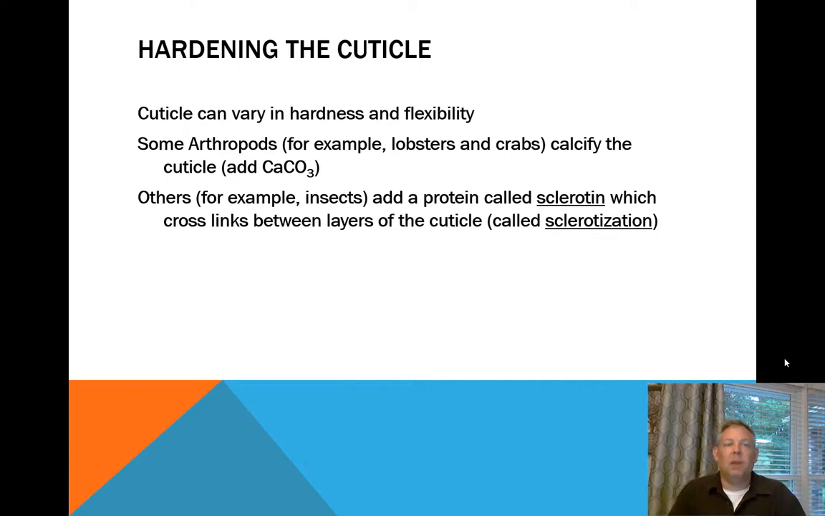It's got calcium carbonate. Others have a different way to harden the cuticle called sclerotization. And so that's this protein called sclerotin that is released. And remember that the procuticle is formed in layers, and so the sclerotin sort of cross-links between those layers, and that's another way that you can harden it up. But in insects, you know, the cuticle is a little bit more flexible. It's not as hard as in things like lobsters and crabs.